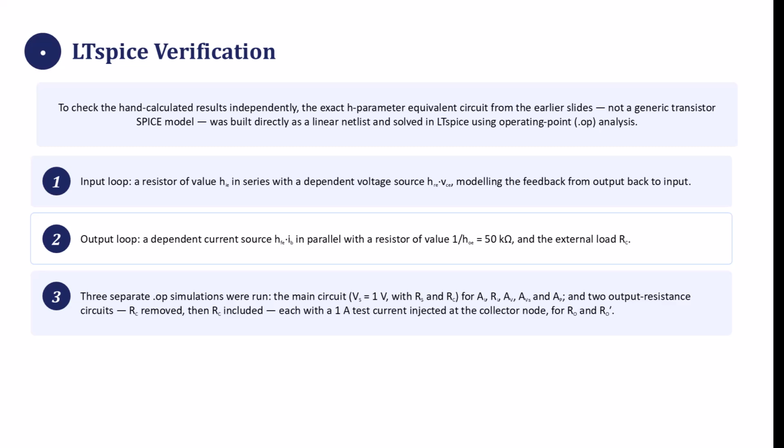Because this netlist uses only the 4 H parameters, not a full transistor model, the simulation is exact, not an approximation. 3 separate .op or operating point simulations were run on this circuit, one on the main circuit with the source and collector resistors in place to get Ai, Ri, Av, Avs and the power gain, and 2 more on modified versions of the circuit with the collector resistor removed and then with it included, each using a 1 amp test current injected at the collector node specifically to extract the output resistance.